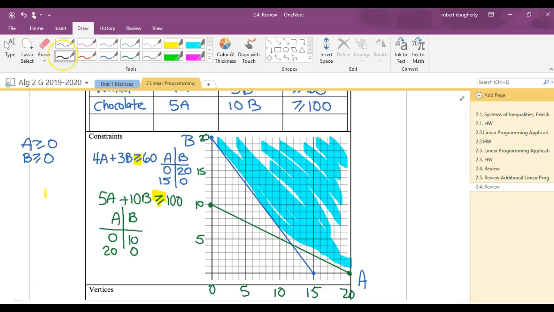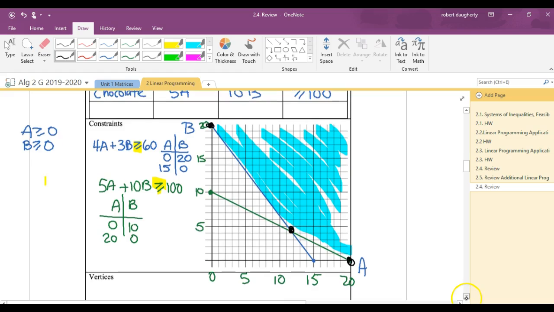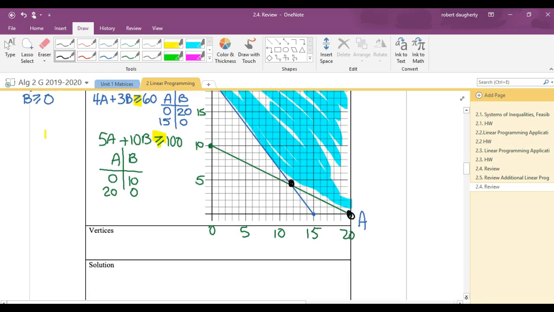So my vertices, I'm going to have 1, 2, 3 different vertices, okay? So my vertices are going to be at 0, 20, at 20, 0, and then where do these two lines intersect? So then I just need to put in my calculator where those two lines intersect.